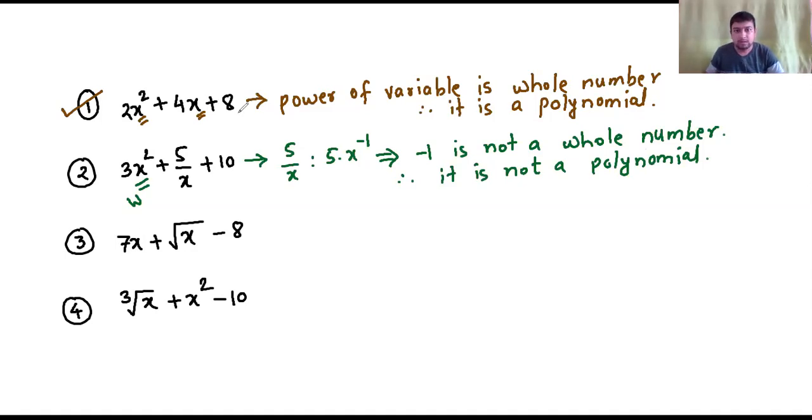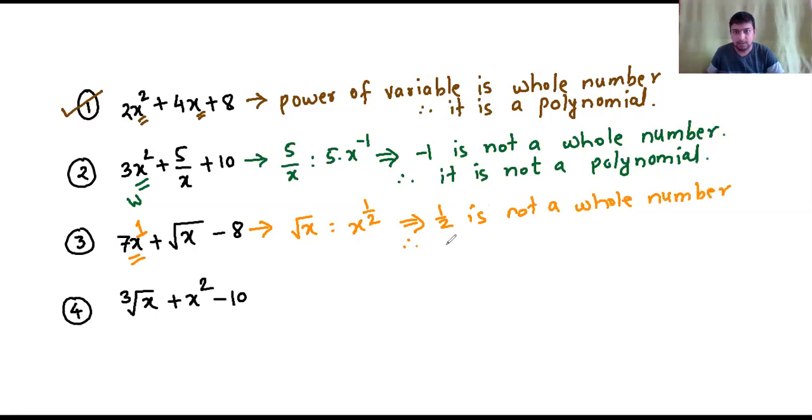Now, consider the third algebraic expression, 7x. So what is power of x here? 1. It is a whole number. Now what is root x? Root x means x to the power 1 by 2. Now 1 by 2 is not a whole number. Therefore, can we say it is not a polynomial? Yes, it is right.